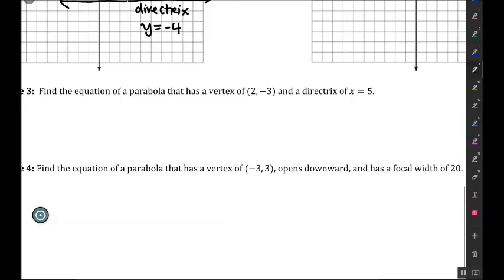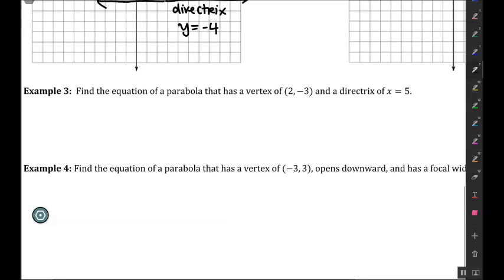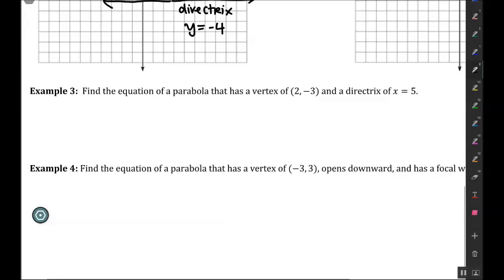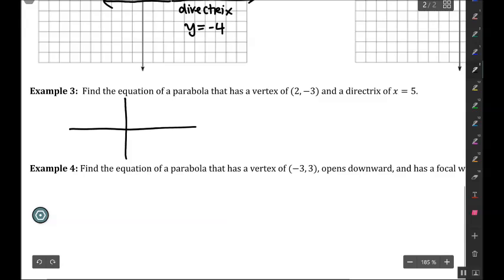Okay. Find the equation of a parabola that has a vertex of 2, negative 3, and a directrix of x equals 5. All right, first thing we do is sketch a real quick graph. So 2, negative 3 is right here. So this is a vertex. Directrix of x equals 5. X equals implies that it's vertical, and it goes through 5 here. This is our directrix. That tells me a lot of information.